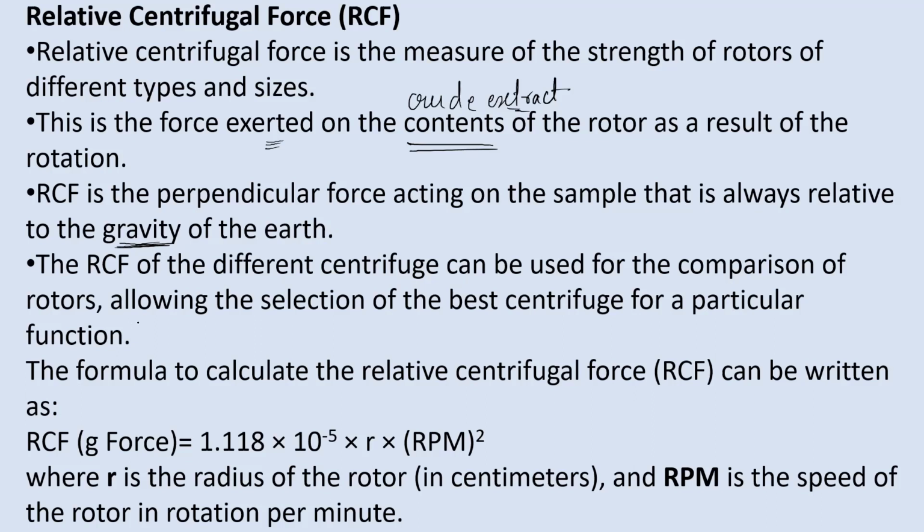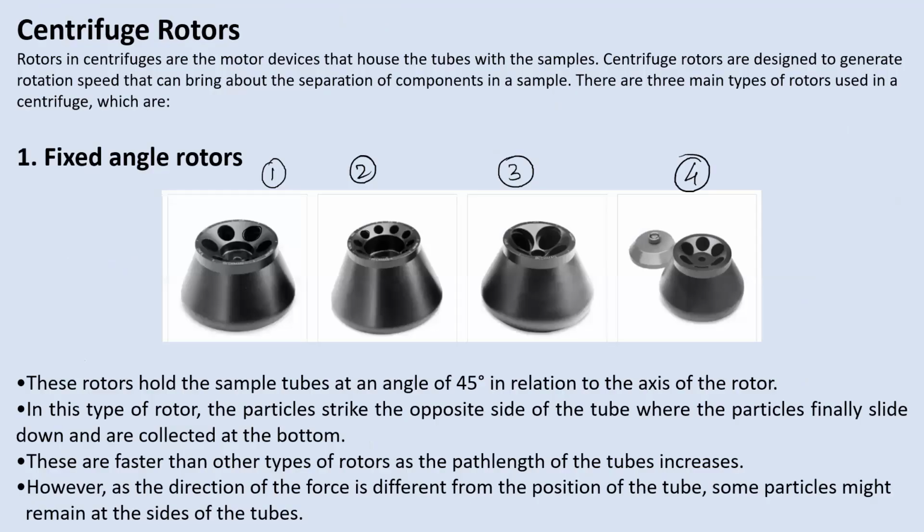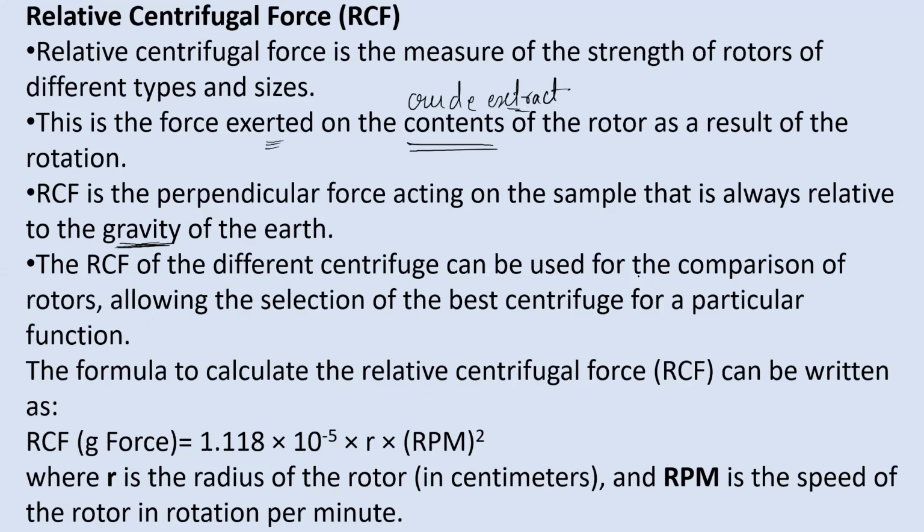You will have different rotors, and different rotors have a limitation. If you want to spin a certain rotor at a certain speed, you cannot use all of them, because these rotors are designed for different RCFs. So when you change the rotor, you will also have to make sure that that particular RCF is being used for that particular rotor.